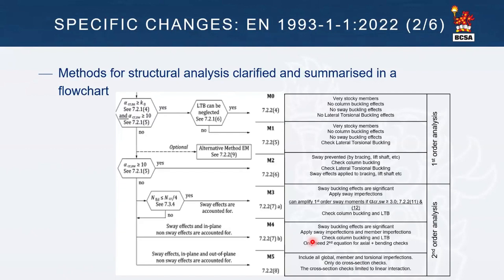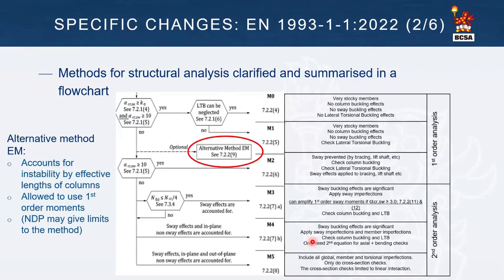I hope I explained the flow chart in sufficient detail. I think this is certainly helpful, at least for new designers. I'm not going to spend a lot of time on this alternative method, EM. It's basically the equivalent member method that we used to do with BS 5950 and its annex.